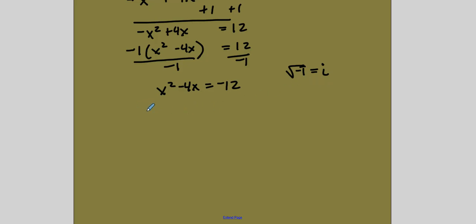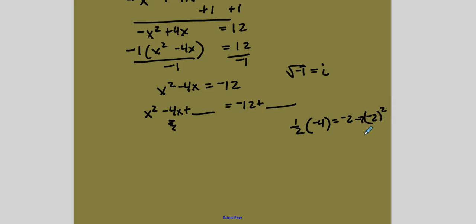So to complete the square here, I've got a coefficient of 1 now, so I have x squared minus 4x plus blank equals -12 plus blank. Well, to complete the square, I'm taking half of -4, which is -2, and I'm squaring -2, which gives me 4. So I am going to add (-2) squared to both sides here to complete the square.